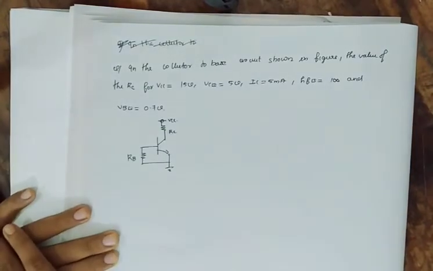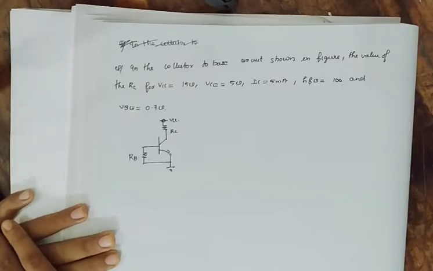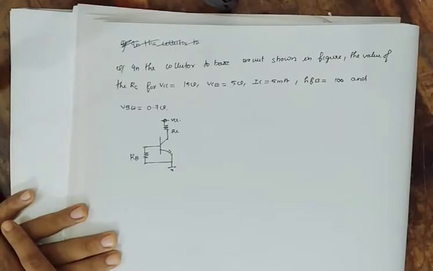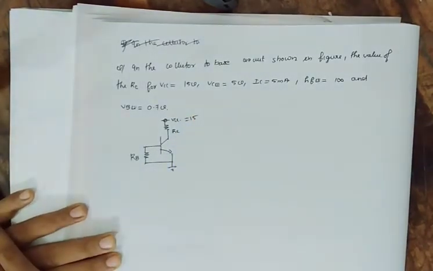In the collector to base circuit shown in the figure, the value of the RC for VCC is equal to 15 volt, VCE equal to 5 volt, IC is equal to 5 milliampere, and HFE is equal to 100. HFE is simply our beta. Okay, HFE is equal to 100 and VBE is equal to 0.7. So we have to find out the value of RC. This one is 15. Okay.